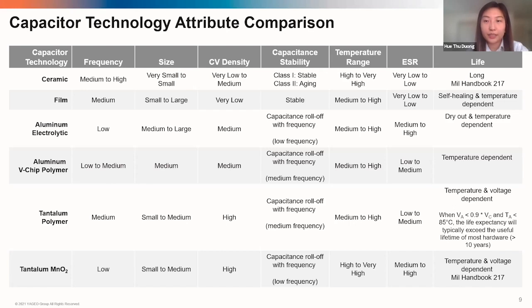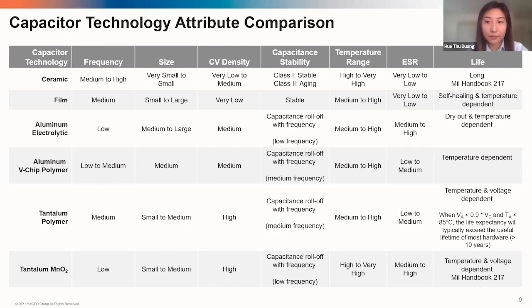And in polymer technology, the ESR is much lower, especially compared to the wet aluminum electrolytic parts, which means that these parts will see capacitance roll-off occur at much higher frequencies. The life of these will also be much longer compared to a wet aluminum electrolytic part as well, because we don't have to worry about that electrolyte drying out.